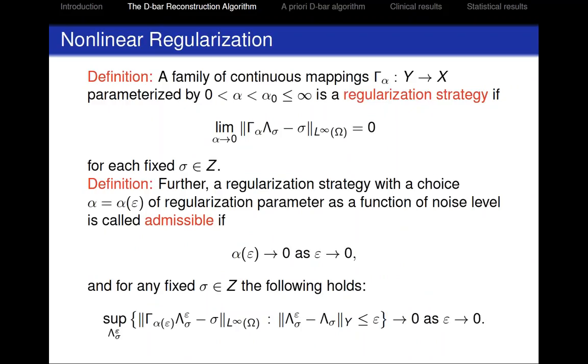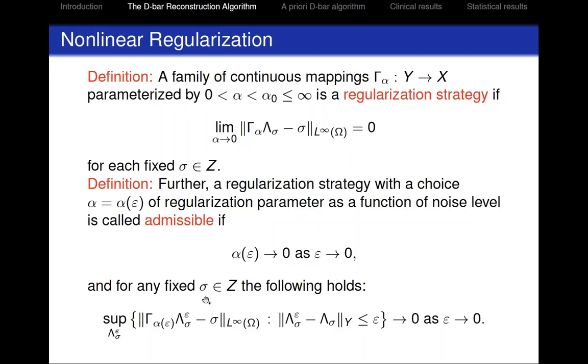So, nonlinear regularization. A family of continuous mappings parameterized by a regularization parameter alpha is called a regularization strategy if, as alpha goes to 0, when we take those mappings and apply them to our data, the difference between that and the actual solution, and I suggestively used the notation of our problem here, in an L infinity norm goes to 0 as alpha goes to 0 for each fixed sigma in a permissible set Z. Okay, furthermore, these are definitions from Kirsch's book on inverse problems, by the way. A regularization strategy with this choice alpha of regularization parameter as a function of noise level epsilon is called admissible if the regularization parameter will go to 0 as the noise level goes to 0.